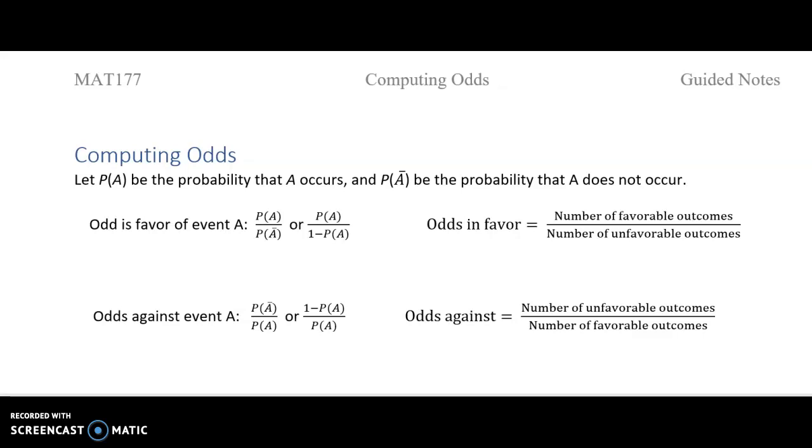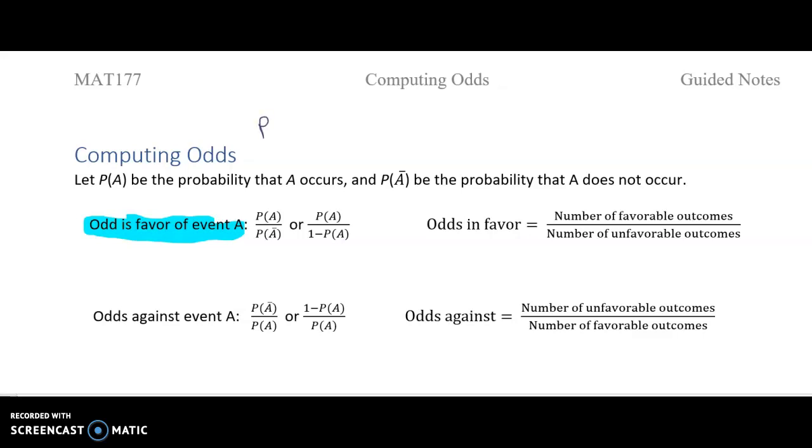Let P of not A be the probability that A does not occur. Odds in favor of event A are the probability of event A divided by the probability that event A does not occur, or the probability of A divided by 1 minus the probability of A.